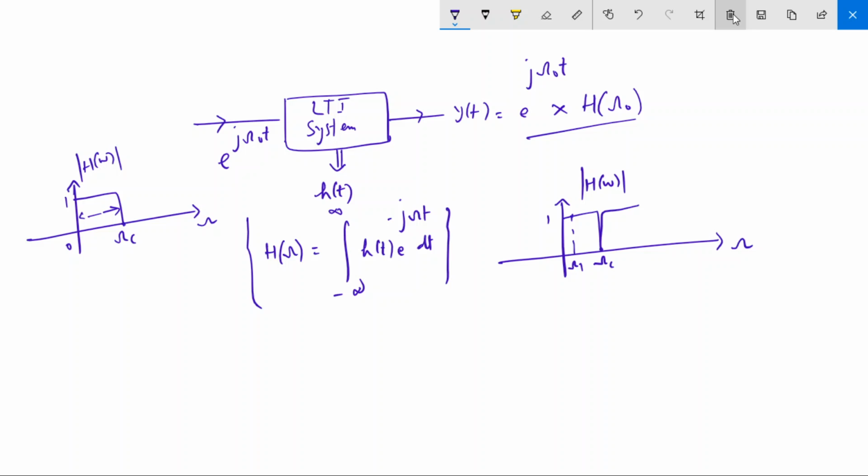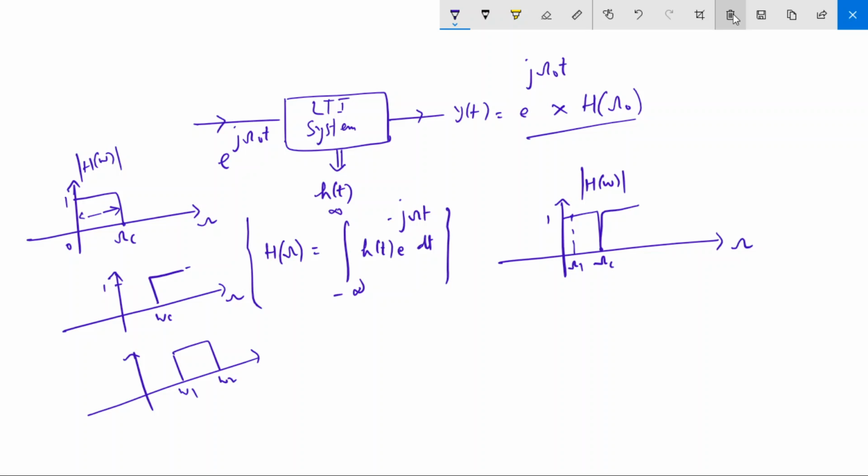Similarly, you may have a frequency response like this. So this becomes a high pass filter, because now at low frequencies your gain is 0, at high frequencies the gain is 1, so they pass through the system. Likewise you can have a band pass filter. Between omega 1 to omega 2 these frequencies are passed, and the rest of the frequencies are stopped, or you can have a band stop filter.